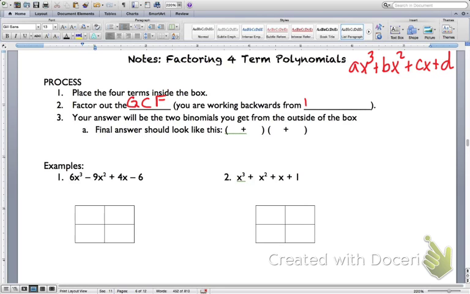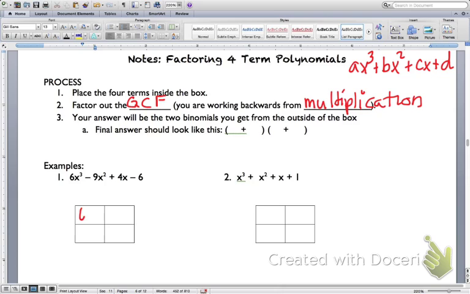And again, we are working backwards from multiplication. So again, we're going to be finding that GCF 4 times. And then our answer will be the two binomials we get on the outside of the box. Our final answer should look like this, two binomials being multiplied, and they will be on the outside. Before we would put what we were going to multiply on the outside, our answer will show up on the inside. Now we're going backwards. So let's start with number 1.